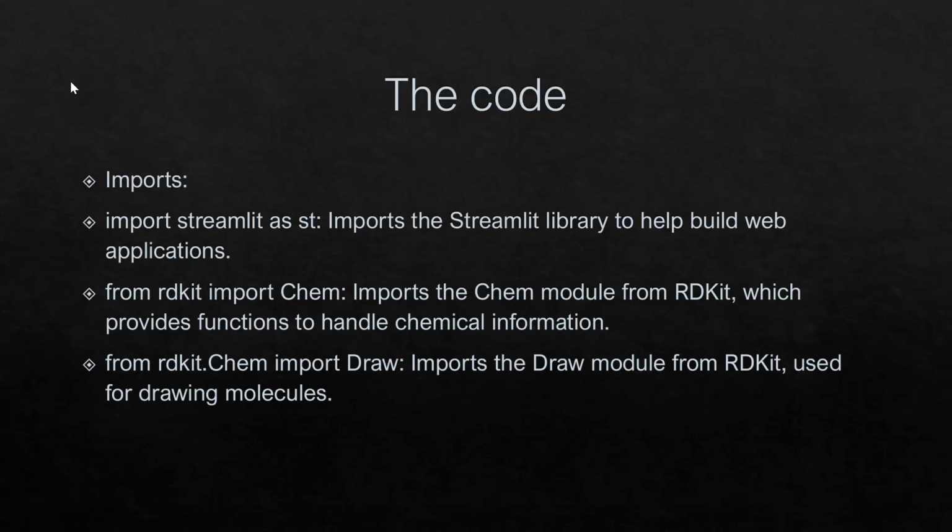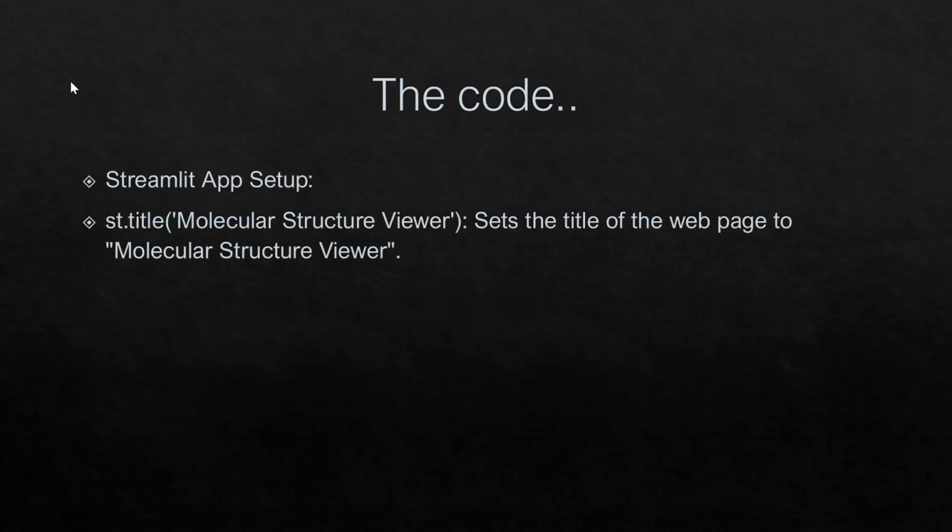Then to handle chemical informatics, or the different kinds of SMILES structures, we are importing RDKit. From RDKit we are getting Chem, which imports the Chem module from RDKit, which provides functions to handle chemical information. From RDKit we are also using the Draw function, which helps us to draw the molecules that we are trying to comprehend, or build. Now to set up, we have given a title for it. It is Molecular Structure Viewer.